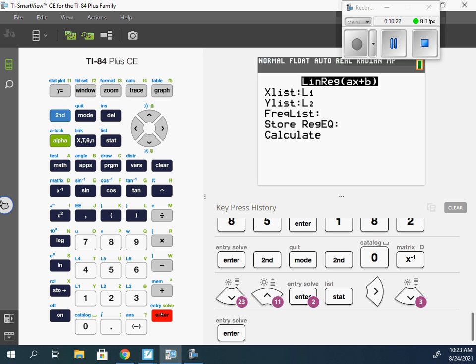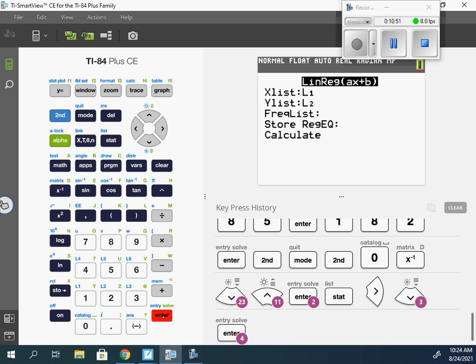Now, if you notice this here, it says X list is L1. Yes, that's where we put the X values, yes? So I can hit enter. Well, L2 was the Y list, yes? So we can hit enter. We really don't care about the frequency. Now, store regression equation. So if we wanted to see this graphed where we didn't have to type anything in, we can do this.